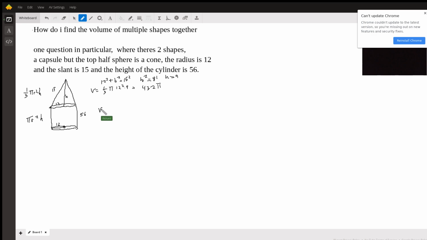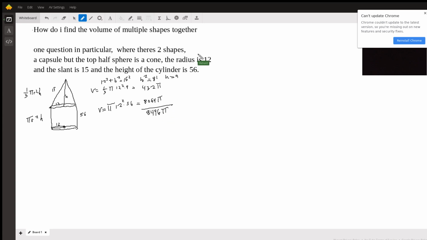And then the volume of the cylinder is pi r squared h. R squared would be 12 squared, and the height here is 56. And so this comes out to be 8064 pi. And if you want the composite, the whole thing, add them together, you get 8496 pi.